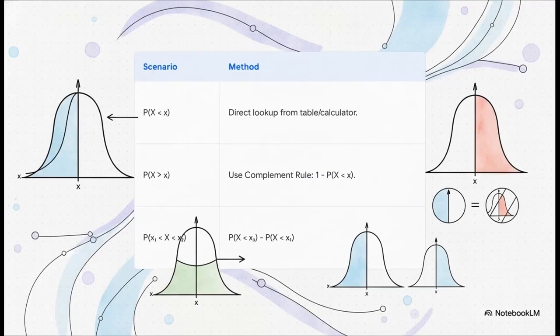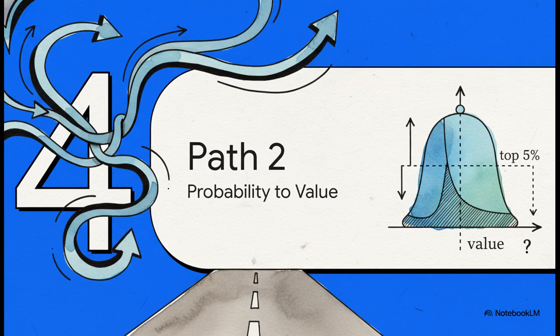Now, the exact method changes just a little bit depending on what you're asking. If you want to know the probability of being less than a value, that's the easiest one. It's a direct lookup. If you want greater than, you just use a little trick called the complement rule, which is just 1 minus the less than probability. And to find the sweet spot between two values, you just find the area for both of them and subtract the smaller one from the bigger one. Easy.